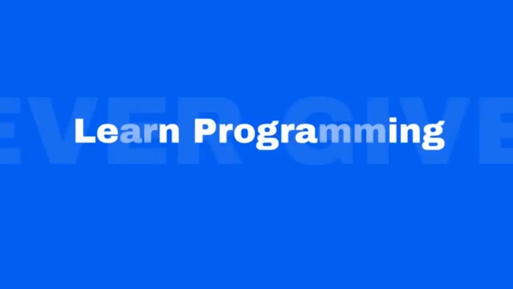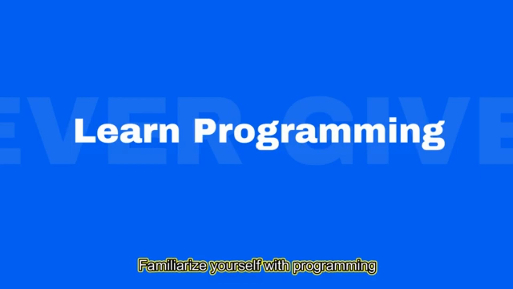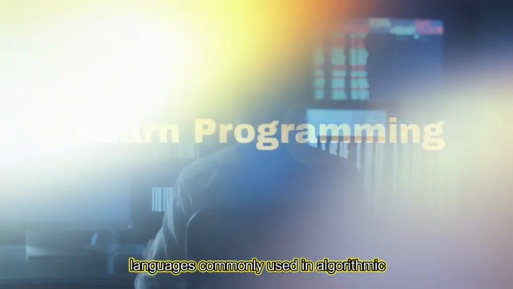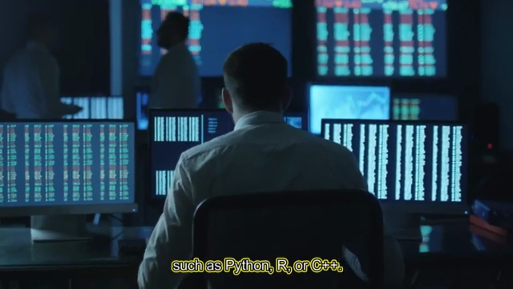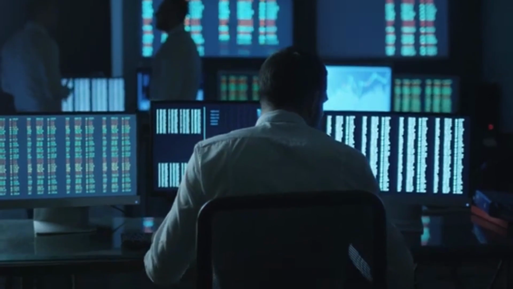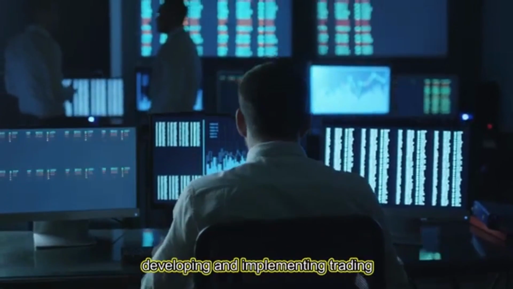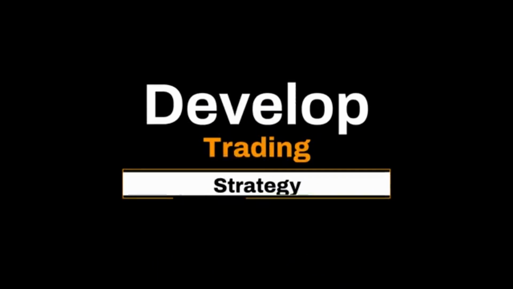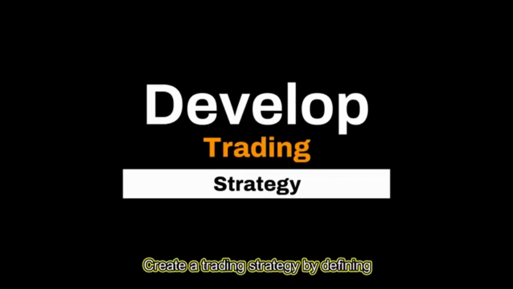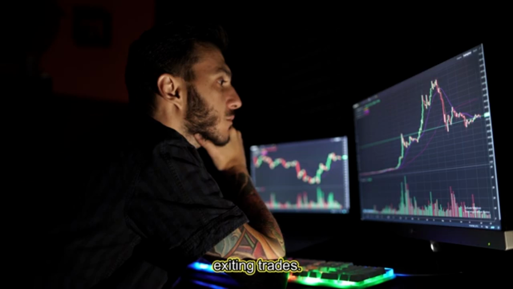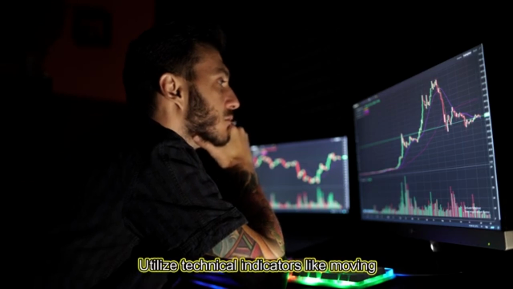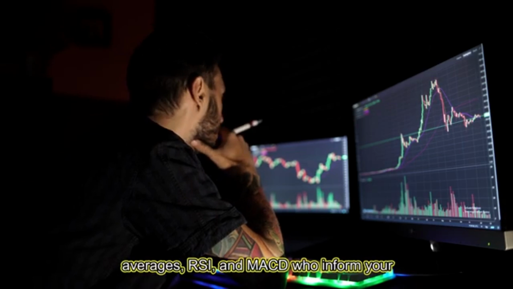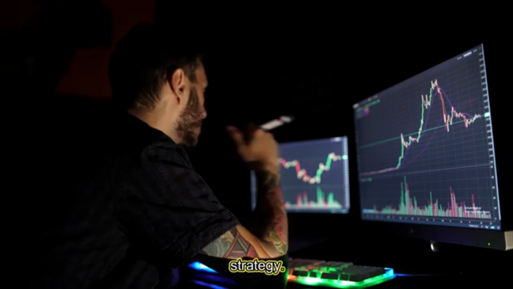Learn programming. Familiarize yourself with programming languages commonly used in algorithmic trading, such as Python, R, or C++. These languages are essential for developing and implementing trading algorithms. Develop your trading strategy. Create a trading strategy by defining specific conditions for entering and exiting trades. Utilize technical indicators like moving averages, RSI, and MACD to inform your strategy.